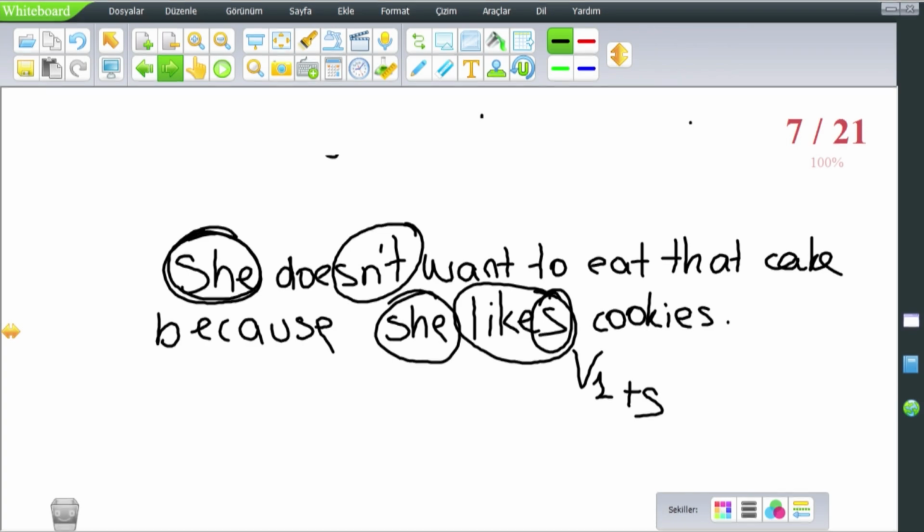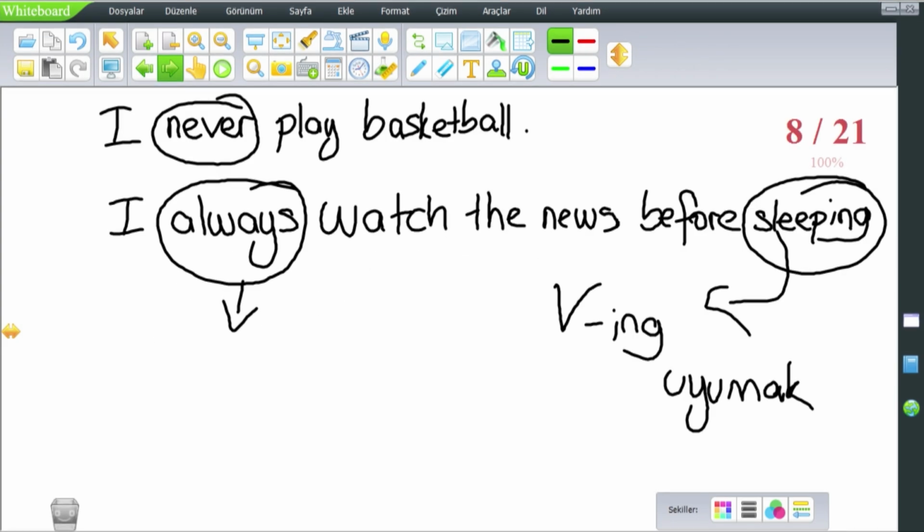We gave an example. She doesn't want to eat that cake because she likes cookies. We gave one more example here. And we talked about how we use never. Never adds the negative meaning to that sentence. That's why we don't add don't or doesn't to our sentence. Never on its own is enough. I never play basketball. There is no such thing.